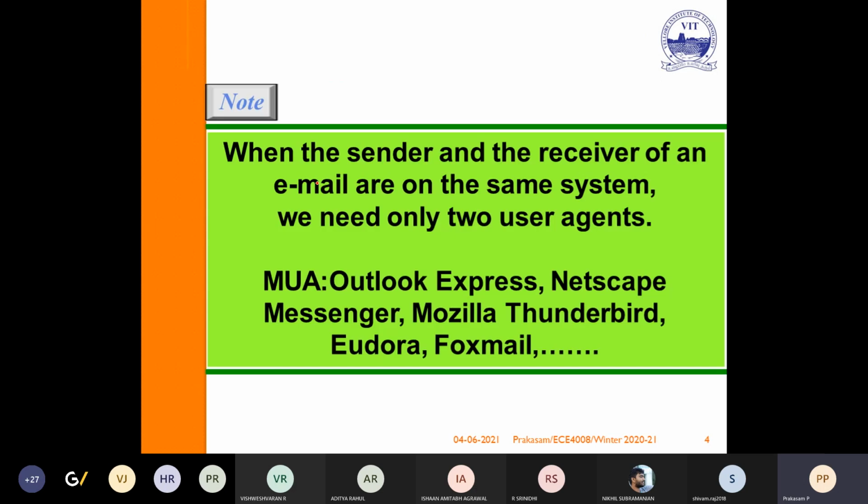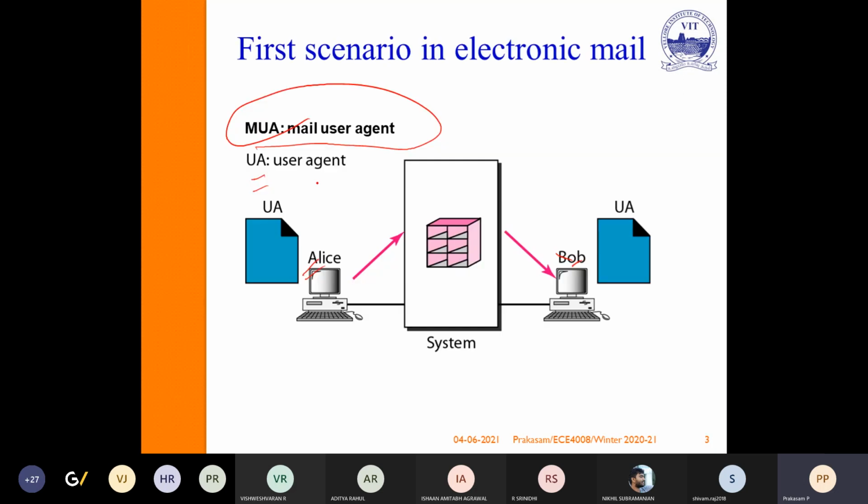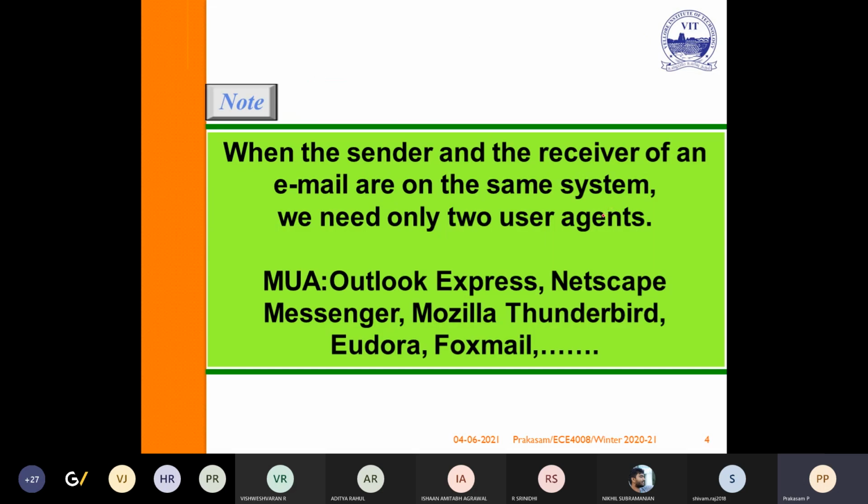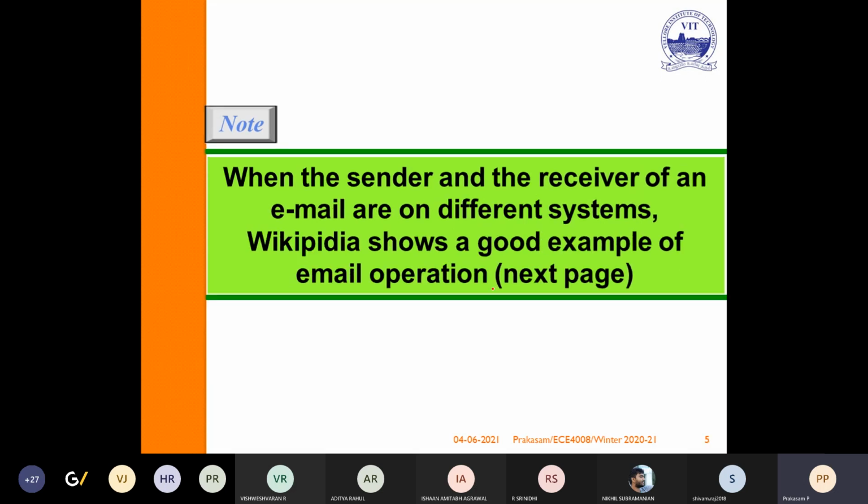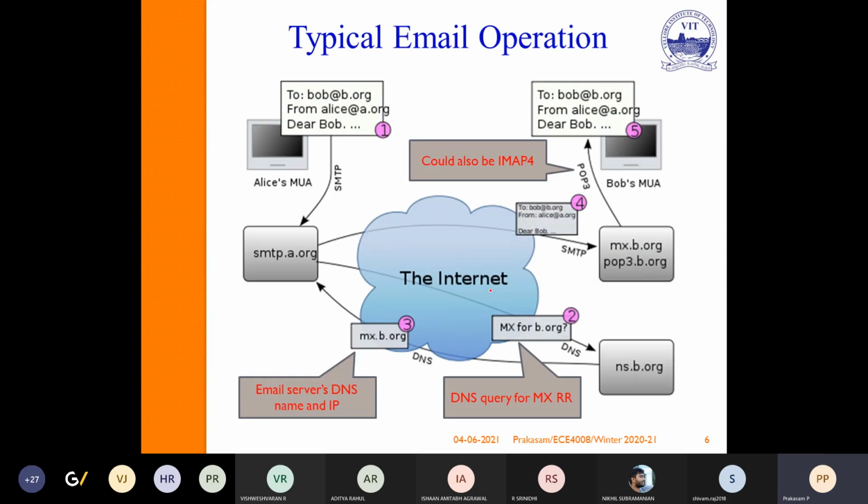So when the sender and receiver of an email are in the same system, we need only two user agents: from the sender side, one user agent, and from the receiver side, one user agent. For example, within Outlook Express, Netscape, Mozilla, Foxmail or Gmail, it is only required. But if you are going out of that, we need multiple agents. For example, if you see here, this is very, very important. This is the typical email operation.